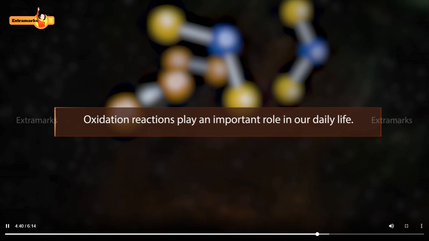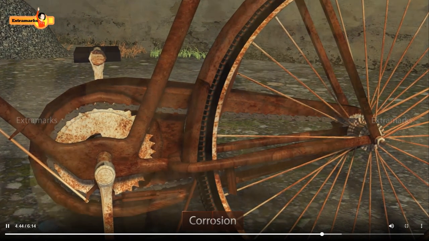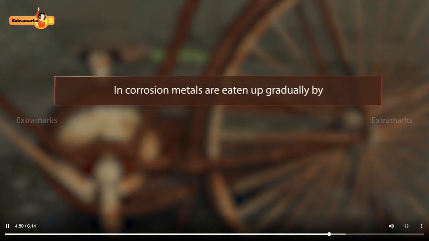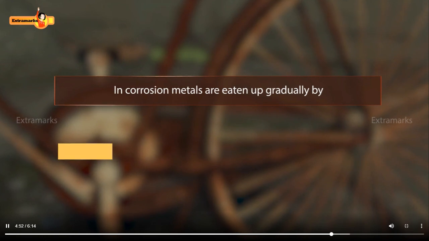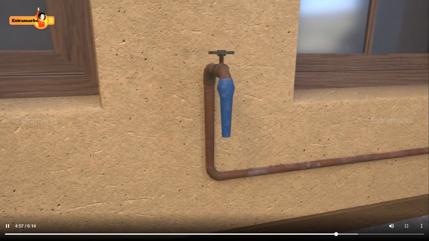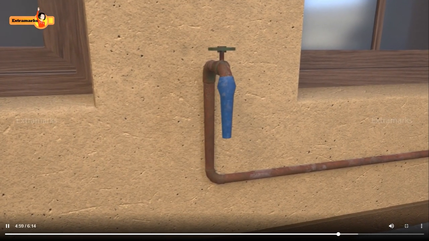Oxidation reactions play an important role in our daily life. Corrosion of iron and the rancidity of food are common examples of this category. Corrosion is the process in which metals are eaten up gradually by action of air, moisture or chemical on their surface. Rusting of iron is an example of corrosion.